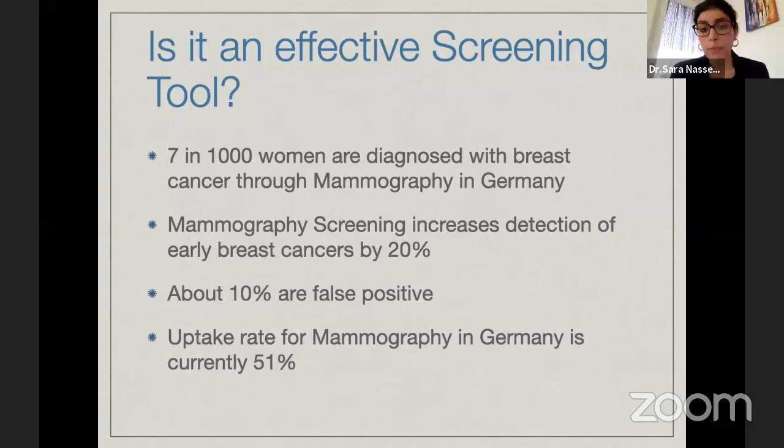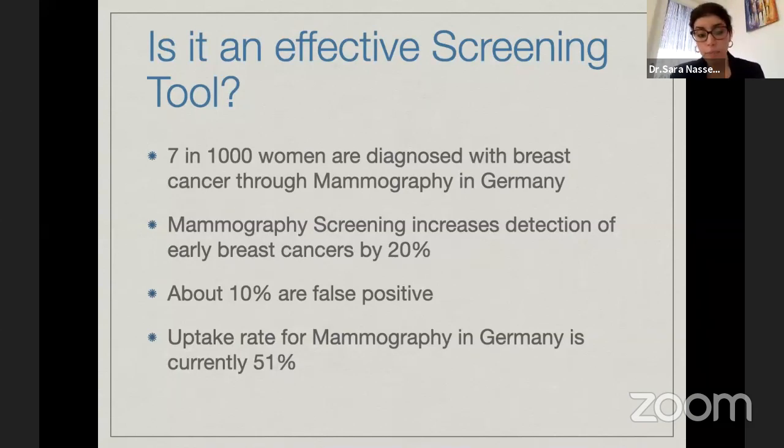Seven in 1,000 women are diagnosed with breast cancer via the mammography screening program in Germany. Mammography screening increases the detection of early breast cancer by about 20%. I have to say that about 10% are false positive results. And this was the debate that was happening when mammography was first introduced: obviously you have a high rate of detection, that's correct, but you also have 10% of false positives, and that can cause a lot of anxiety for the women and unnecessary biopsies and so on and so forth. So this is a number that we need to keep in mind.